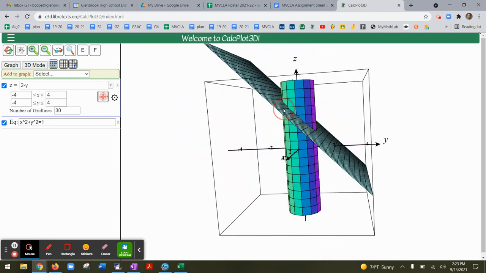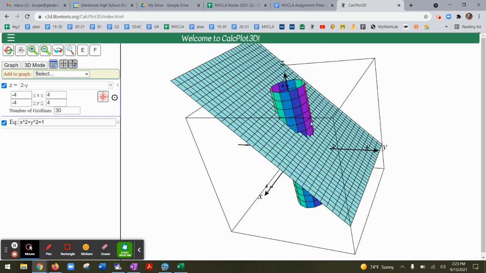So basically, I want to parameterize. When I say parameterize, I mean find a vector function. I want to parameterize the intersection of this cylinder and this plane, so that when I uncheck these, I want to be able to see the curve that's formed by those intersections. You get the goal? Okay, this is a really easy one.